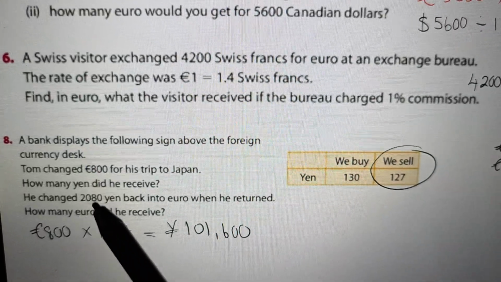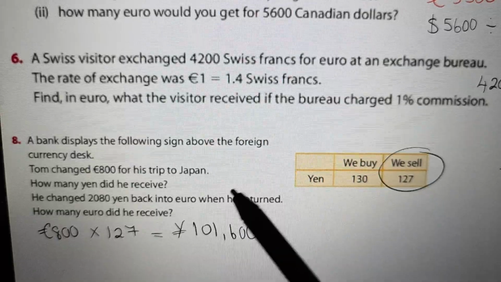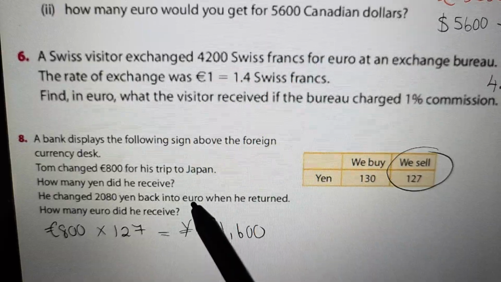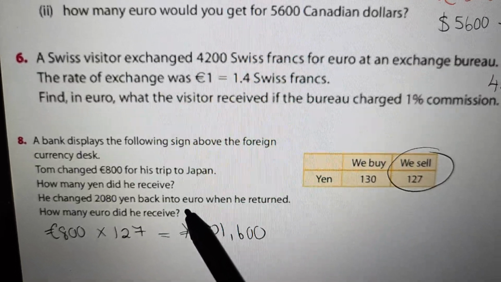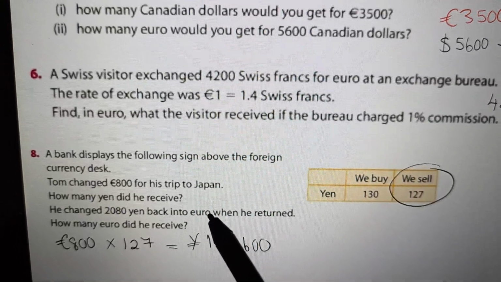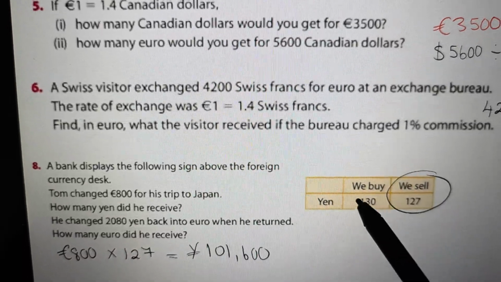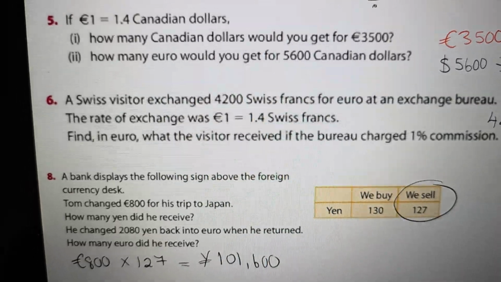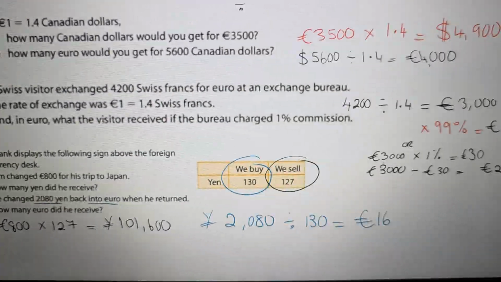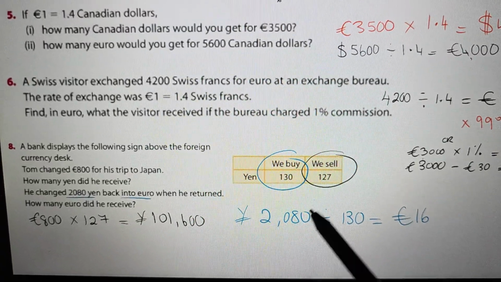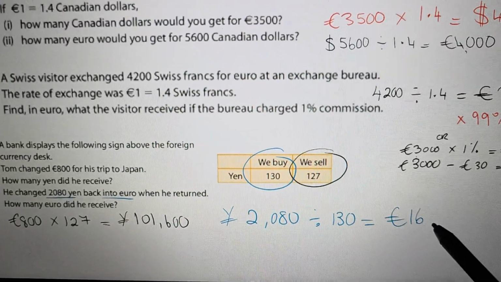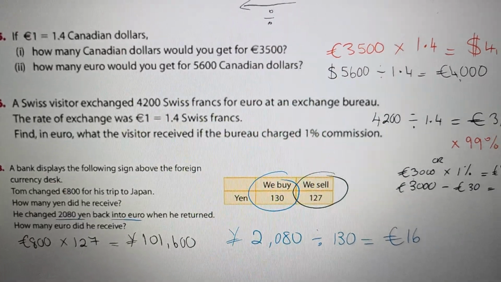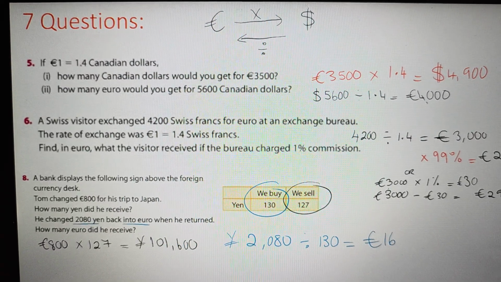Next part. He changed 2,080 yen back into euro when he returned home. So I now want to convert yen into euro, which means I'm going to be dividing. Now, which rate do I use? Remember, he's gone back into an Irish bank once he gets home, and he has now got foreign currency. The bank will buy foreign currency from you for 130 yen. So we're going to use the buy rate, and we're going to be dividing. So 2,080 Japanese yen divided by 130 will give you 16 euro exactly. So it says, how many euros did he receive? He received back 16 euro. So that was question 8.